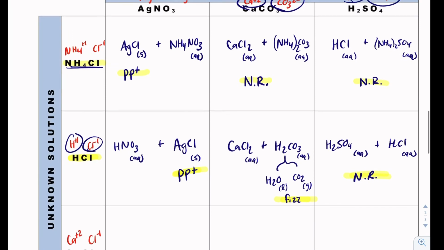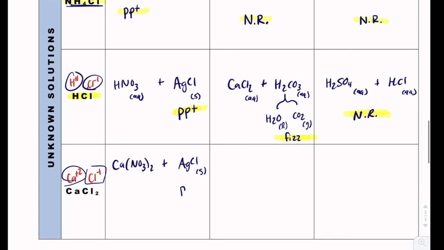We've got one last one. We're going to take calcium and mix it with nitrate. We're going to get calcium nitrate. And then we're going to take silver and mix it with chloride. We're going to get AgCl, and that's going to be a solid. Solid in a double replacement reaction is referred to as a precipitate.